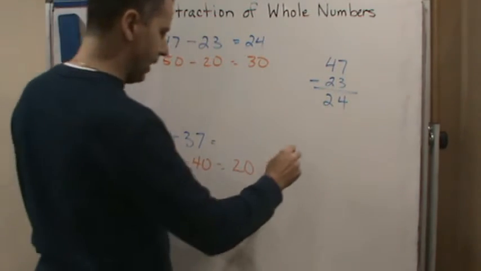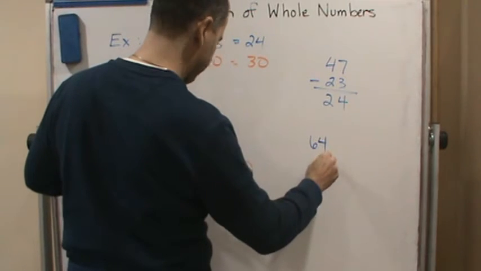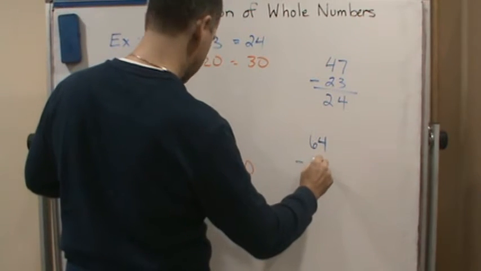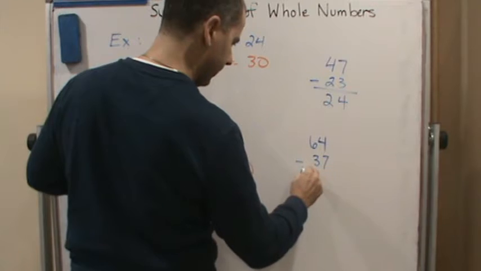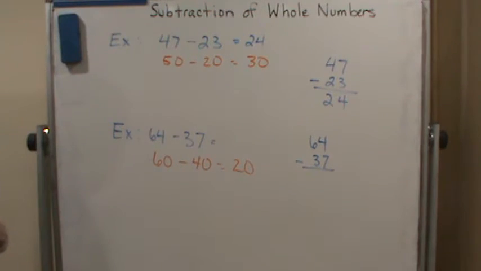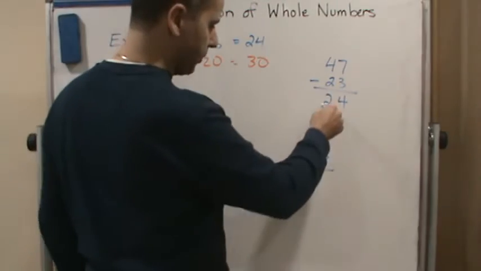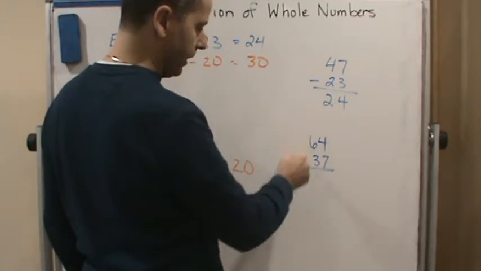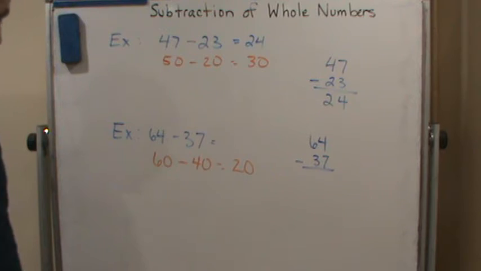So I'm going to set this up as 64 minus 37. And again, I'm careful to line up the ones digits, okay? And then just make sure all of the digits, when you're writing these down, go into nice columns. Organization is key. You don't want to be sloppy because you're liable to make a mistake.